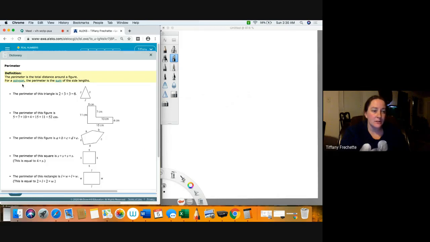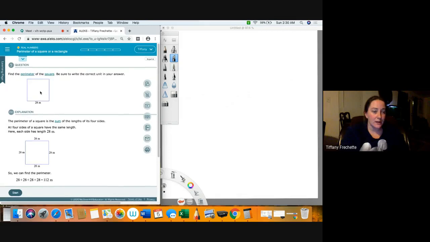A polygon, poly just means many, gon means sides, so many sides. The perimeter of this triangle is 2 plus 3 plus 3, which is 8. For the perimeter of this figure, we have 5 plus 7 plus 10 plus 4 plus 15 plus 11, because we have all of these measurements going around the outside. If we were to walk around the outside, if this was a building, which it's centimeters, so it's definitely not a building, but this is 72 centimeters. So perimeter just means add up around the outside.